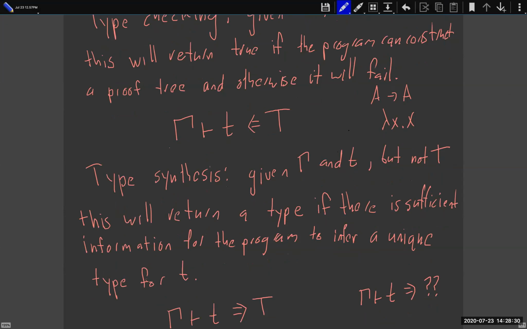Question. Yep. So I think I lost the relation between types and proofs somewhere along the line. Okay, good question.